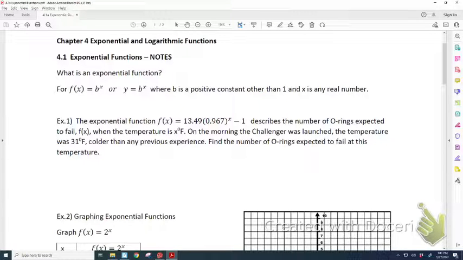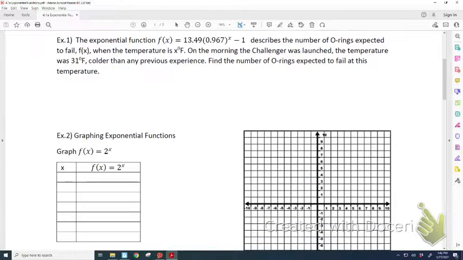In college algebra, we started chapter 4 today over exponential and logarithmic functions. Right there we have an example of the basics of an exponential function, and that's where we have some number b, a positive constant other than 1, and x is any real number. So number 1 right here is a real-world example. It's kind of a sad example of an exponential function.